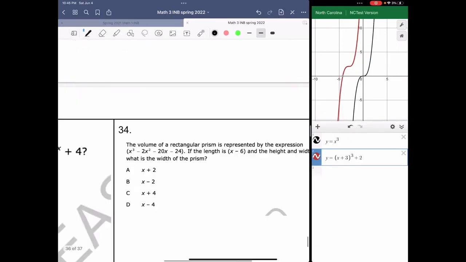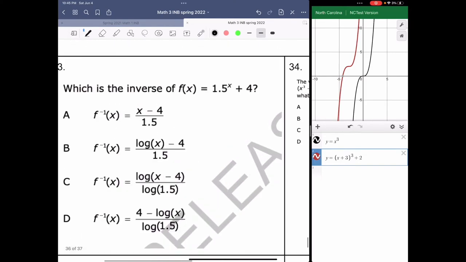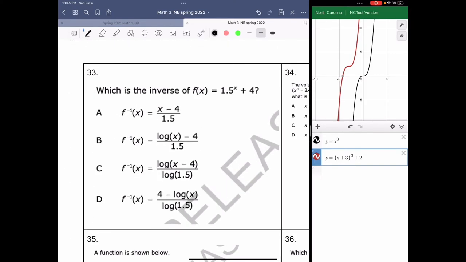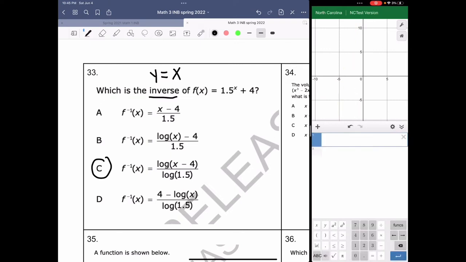All right, so our next question, again, we already talked about that one. The answer to that one was C. So to be an inverse, remember, it's a reflection over the line y equals x. If you plug that original one in, y equals 1.5 raised to x plus 4, because it's an inverse, it's symmetric over that line.